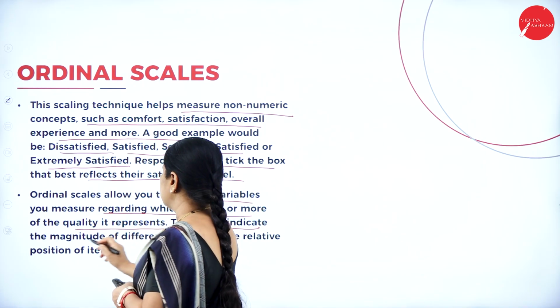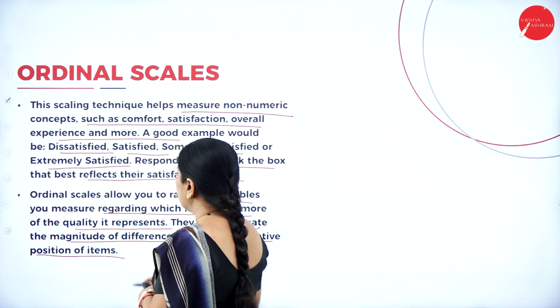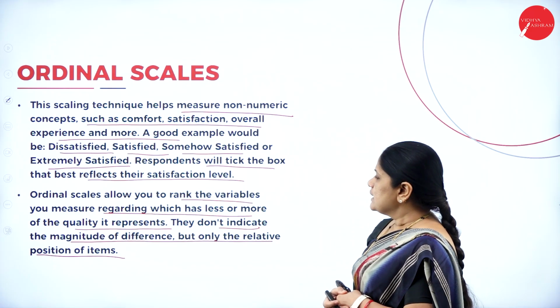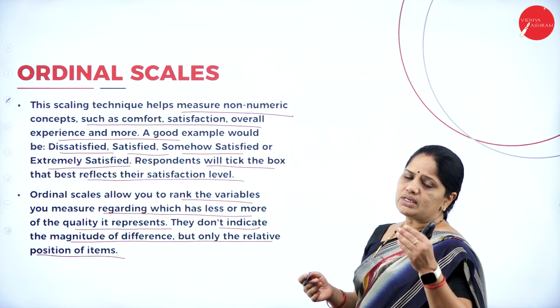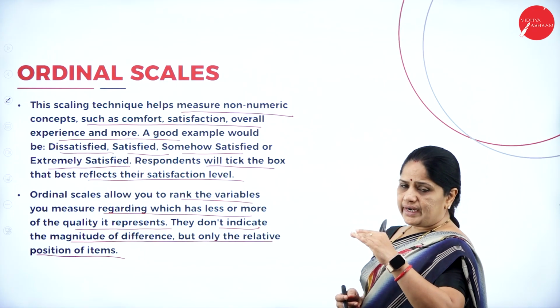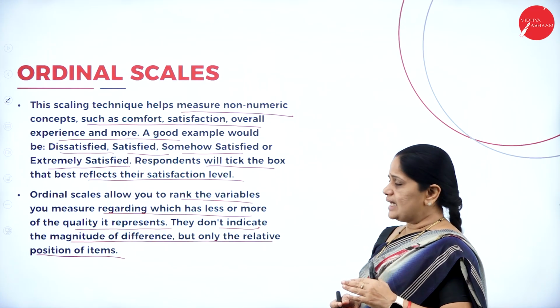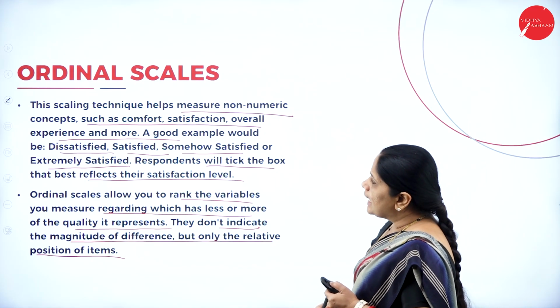They don't indicate the magnitude of difference but only the relative position of the items. So, with the help of our ordinal scales, they don't tell us what is the difference between satisfied, extremely satisfied, dissatisfied, extremely dissatisfied. They only have a relative position of the items.